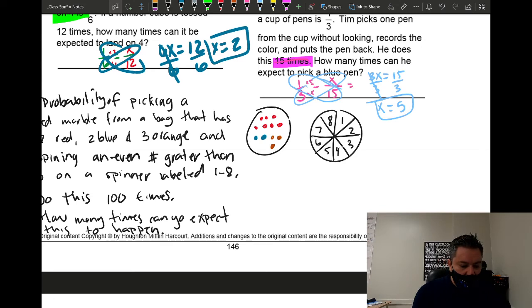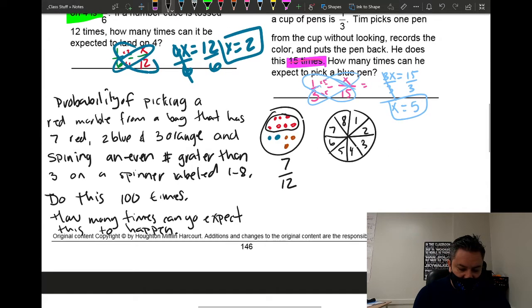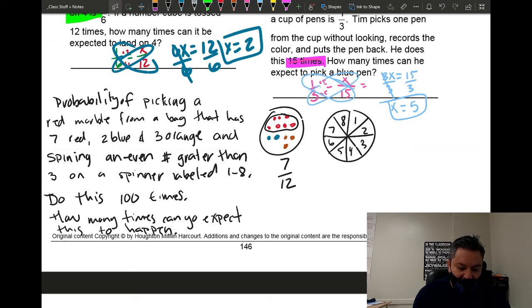What is the probability of picking a red marble? How many red marbles do I have? 7 out of how many? 7 out of 12. 12 total marbles, correct? Am I wrong? That's what I have. I have 12 marbles, 7 of them are red. Now, the other scenario is spinning an even number greater than 3 on a spinner labeled 1 through 8.